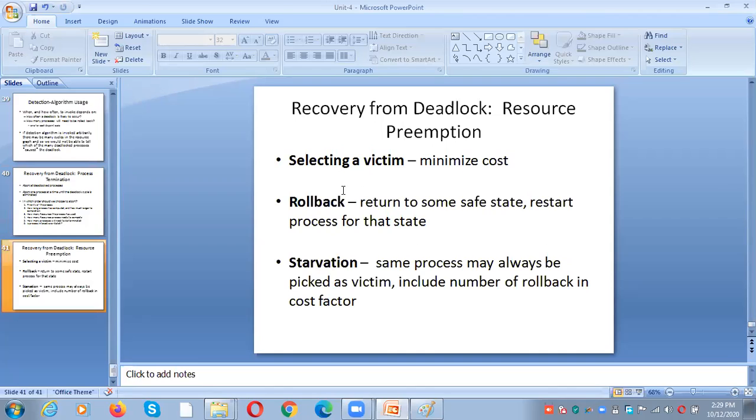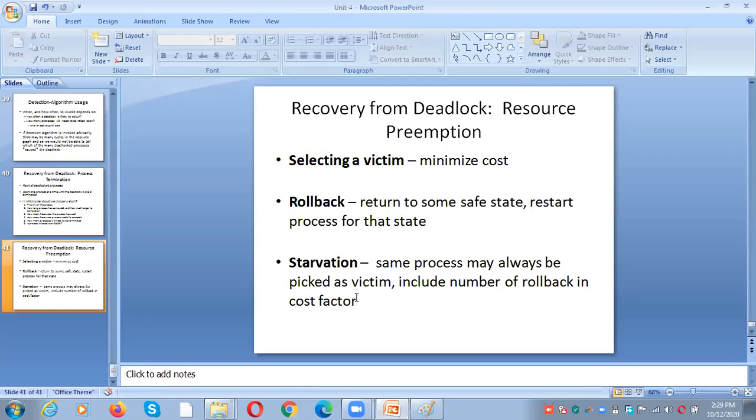And then rollback. Rollback means returning to some safe state and restarting the process from that state. That means you need to remove some of the process, and from the moment where you stopped it, from that moment onwards you need to restart the process. That is called rollback.